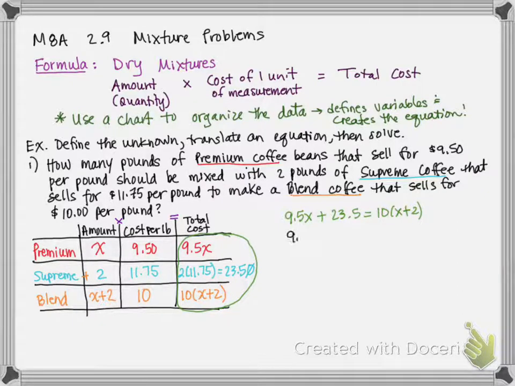So we get 9.5x plus 23.5 equals 10 times x and 10 times 2. Okay. Next thing is I don't really like dealing with fractions, so I'm going to multiply by whatever it takes to move the decimal points over all the way.